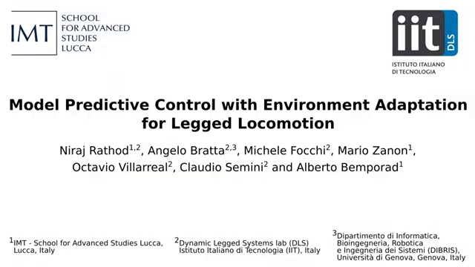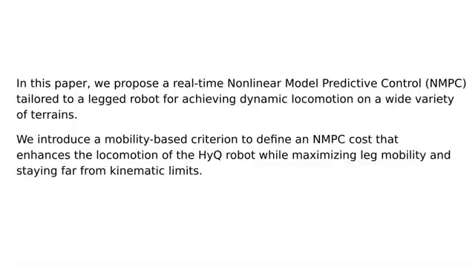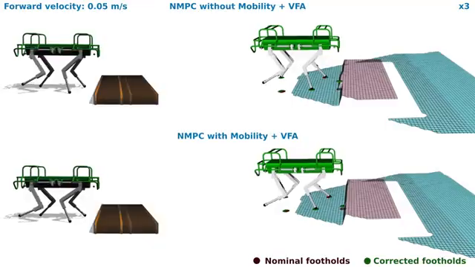In this paper, we propose a real-time NMPC tailored to a legged robot for achieving dynamic locomotion on a wide variety of terrains. We introduce a mobility-based criterion to define an NMPC cost that enhances the locomotion of the high-Q robot while maximizing leg mobility and staying far from kinematic limits.